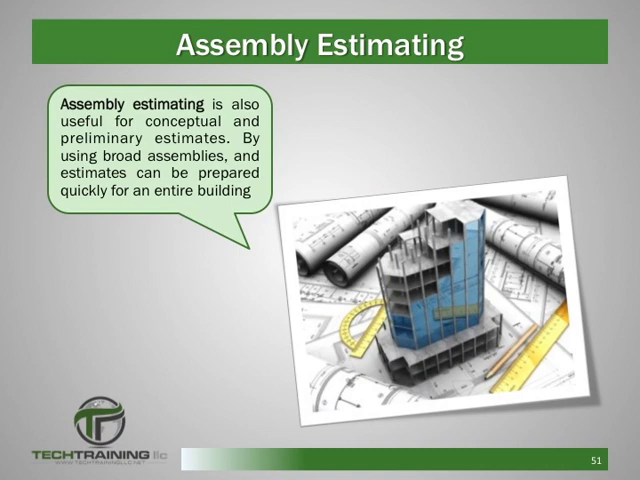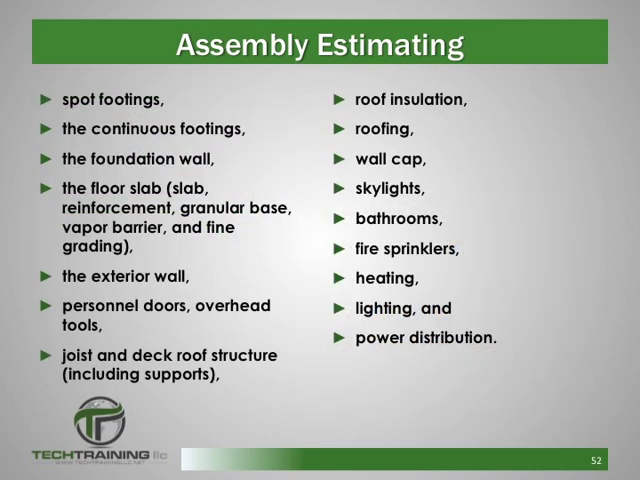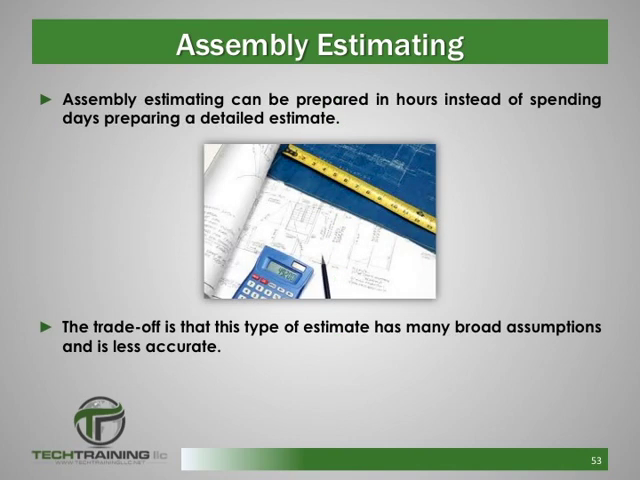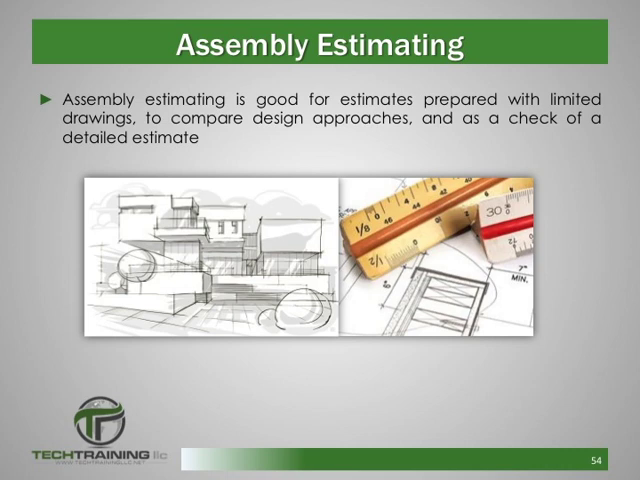Assembly estimating is also useful for conceptual and preliminary estimates. By using broad assemblies, an estimate can be prepared quickly for an entire building. As an example, an estimate for a warehouse would be prepared using assemblies for the footings, foundation, floor slab, granular slab, exterior walls, and so on. This type of estimate can be prepared in hours instead of the days that one might spend preparing a detailed estimate. The trade-off, of course, is that this type of estimate has many assumptions and is less accurate than a detailed estimate. But there are advantages to the assembly estimate.